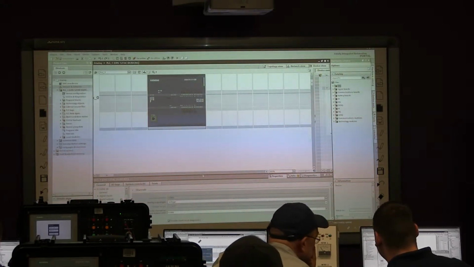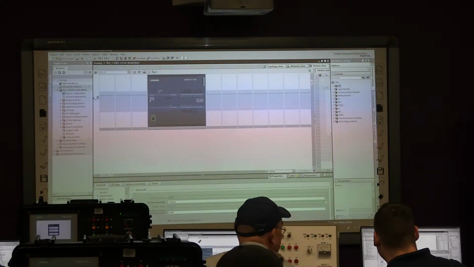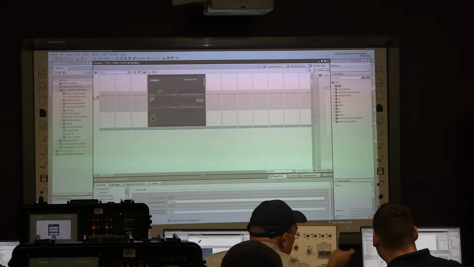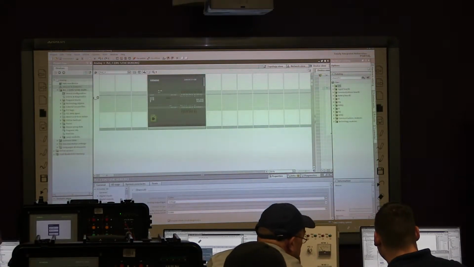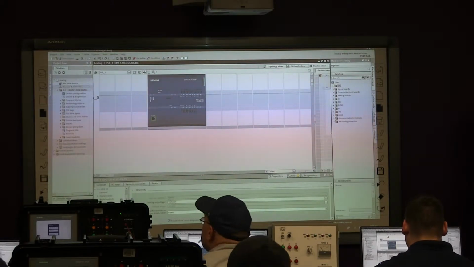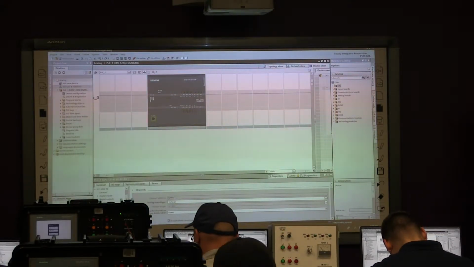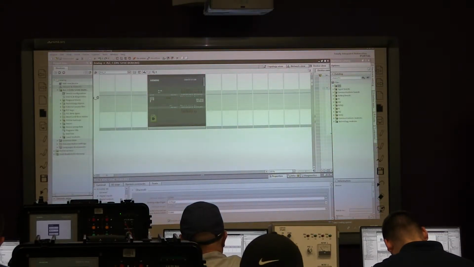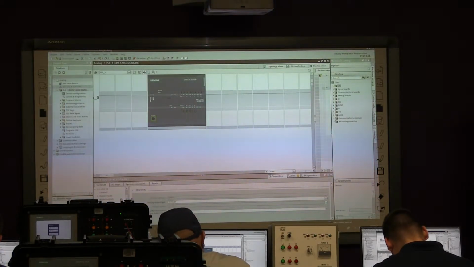Now that you know, just recall that the input address of channel 0, IW64, that's the information you'll need for your program, and QW80 for the output.